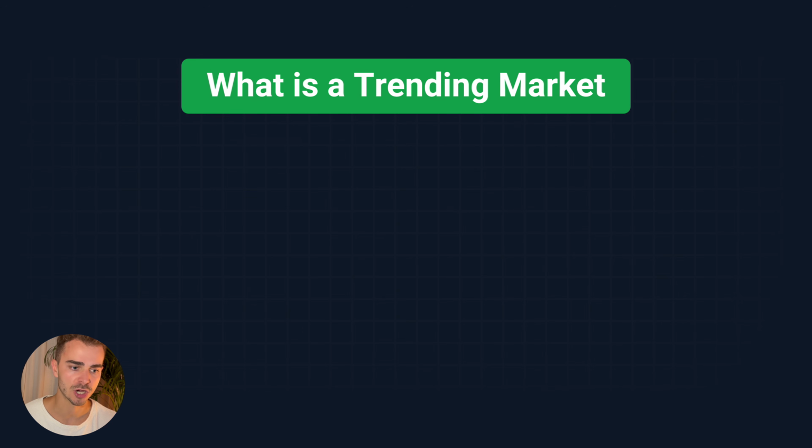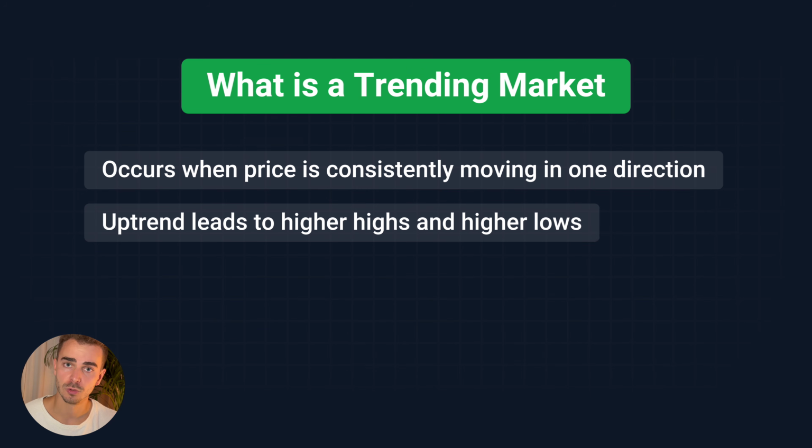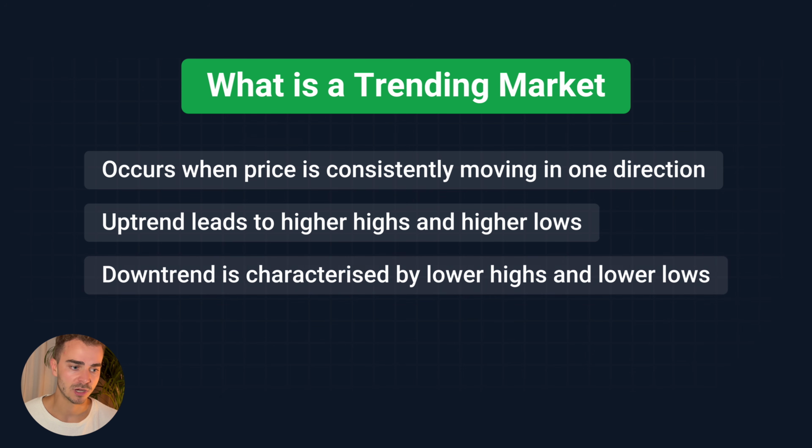So a trending market occurs when price is consistently moving in one direction, either upwards, which is classified as an uptrend, or downwards. The characteristics of an uptrend is higher highs and higher lows. So price is forming higher highs and higher lows. A downtrend is characterized by lower highs and lower lows. So that means in a downtrend, price forms lower highs and lower lows over a period of time.